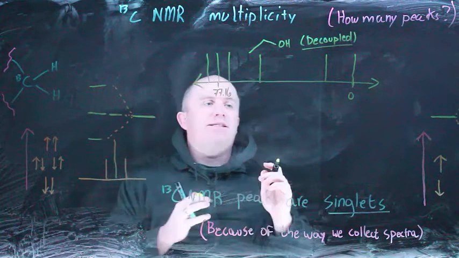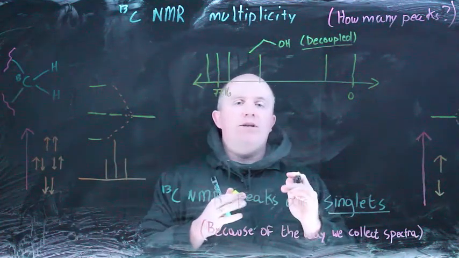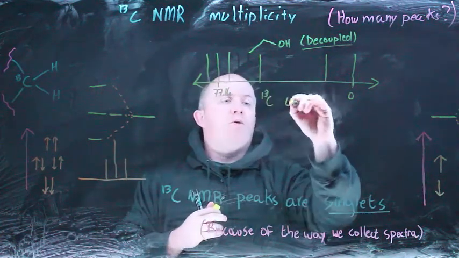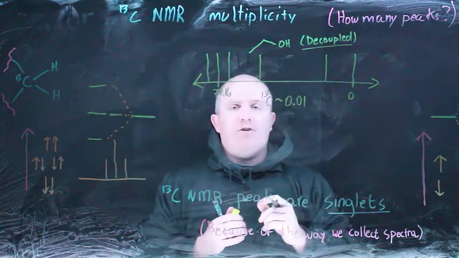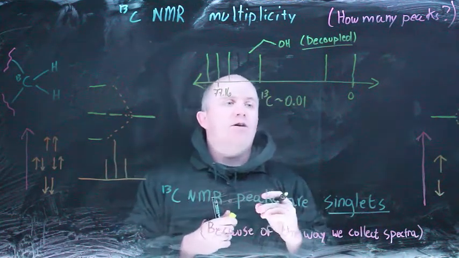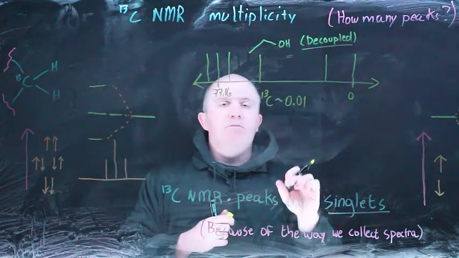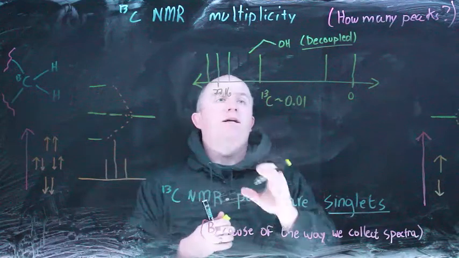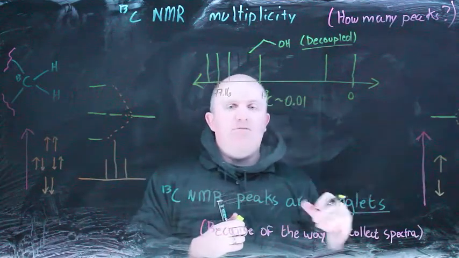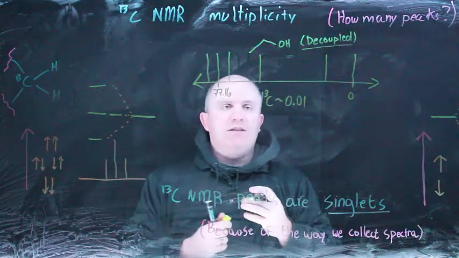And the natural abundance of C13 is 0.01. It's 1%. About 1% of all carbon atoms are C13. And so our signal is going to be really bad anyway. Anything that makes our C13s harder to see is bad. And so let's just suppress all of the hydrogen signal, which is relatively easily done.